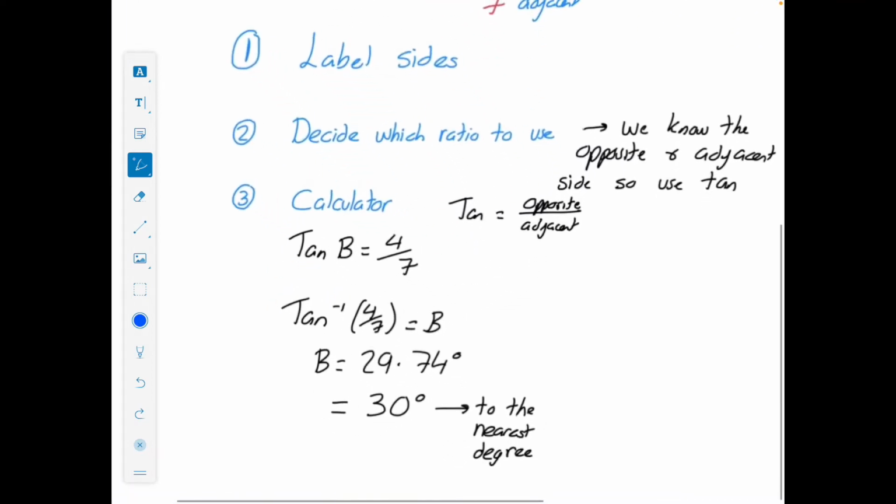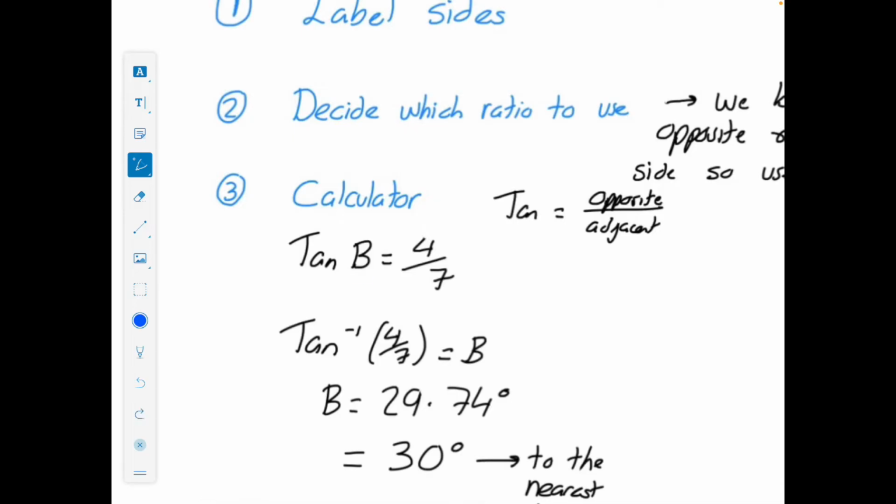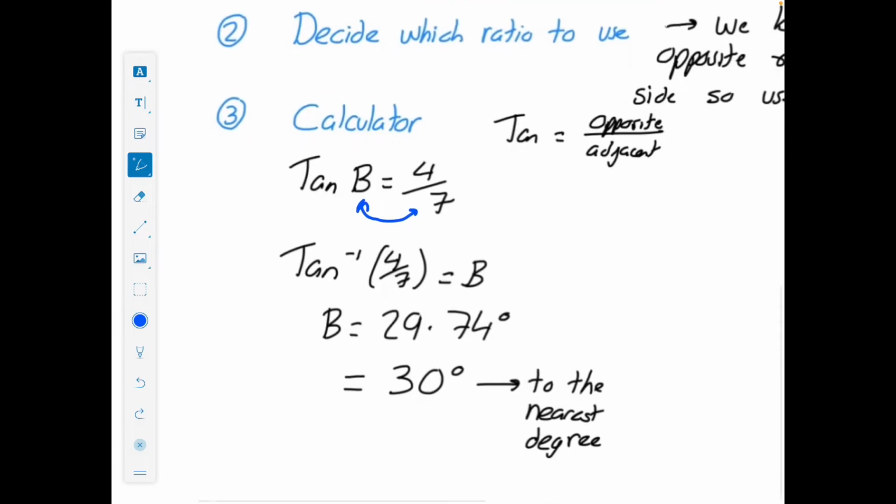Now, anytime you're looking for an angle, what you always do is find the inverse of your fraction. So basically you swap these two around. You put the 4 over 7 in the bracket, but you need to press the inverse button on your calculator. So to get this button, you press shift and tan.